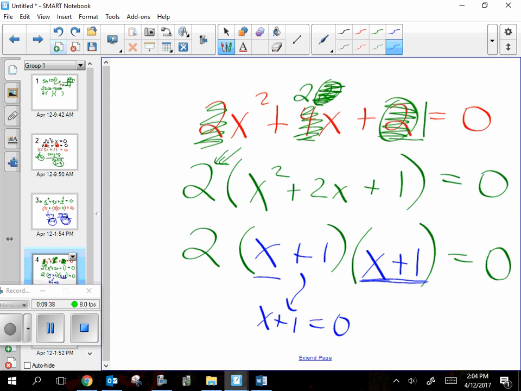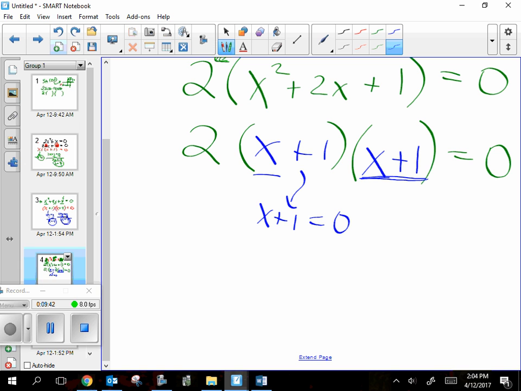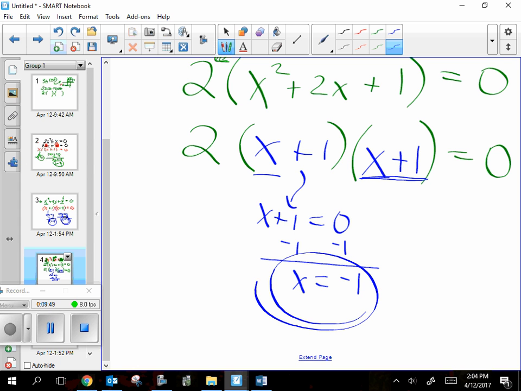No. I only have to do one of them, and that's this one. I could do it twice and I just get the same answer again. That'd be kind of dumb. So let's just get the one answer. Subtracting 1, x equals -1. That's the answer, and I did it by factoring.